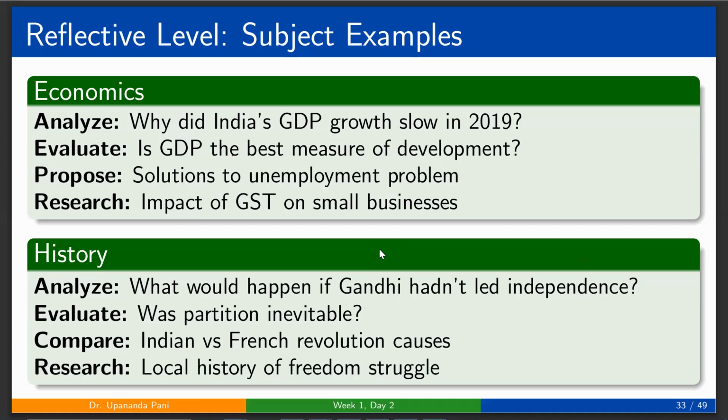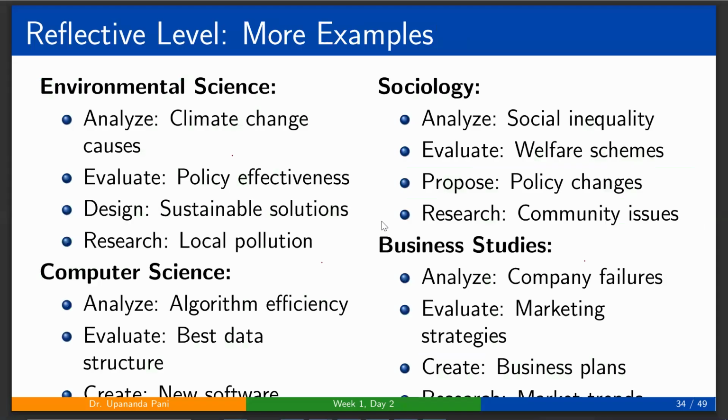In the case of history, let's say you ask: what would happen if Gandhi hadn't led the independence movement? Evaluate: was partition inevitable? Compare the causes of the Indian versus French Revolution. Research the local history of the freedom struggle. So these are reflective levels of learning. There are some more examples given just to make you comfortable.